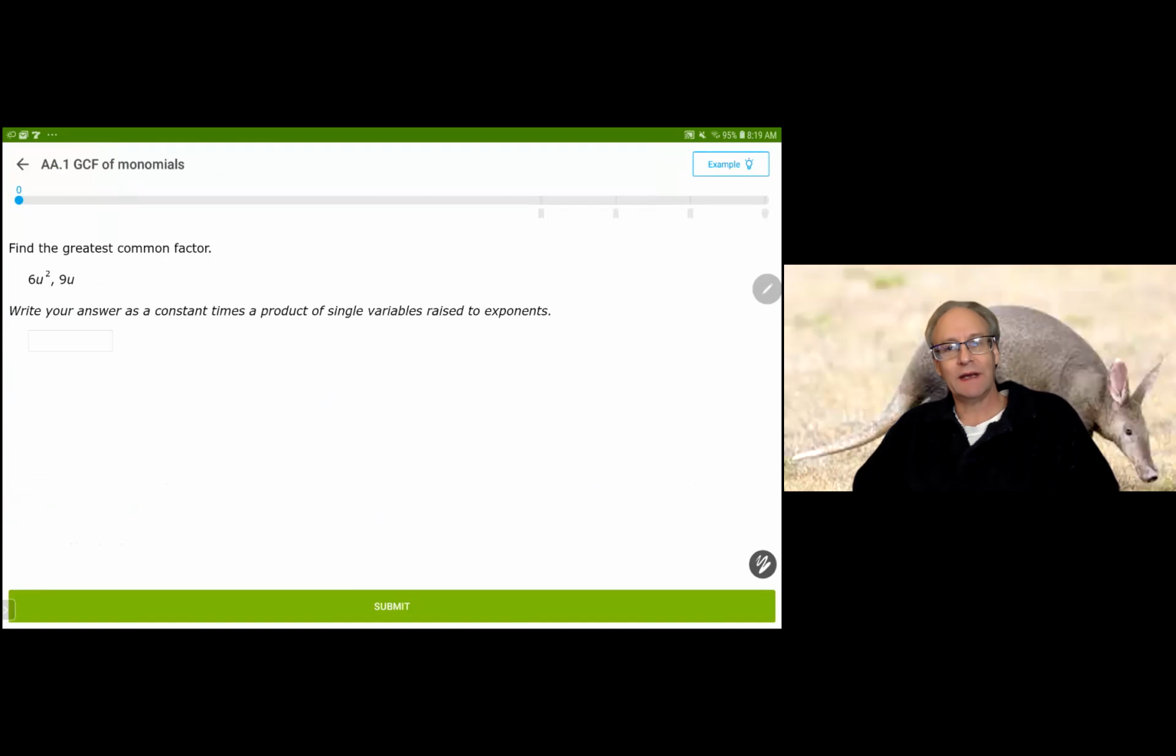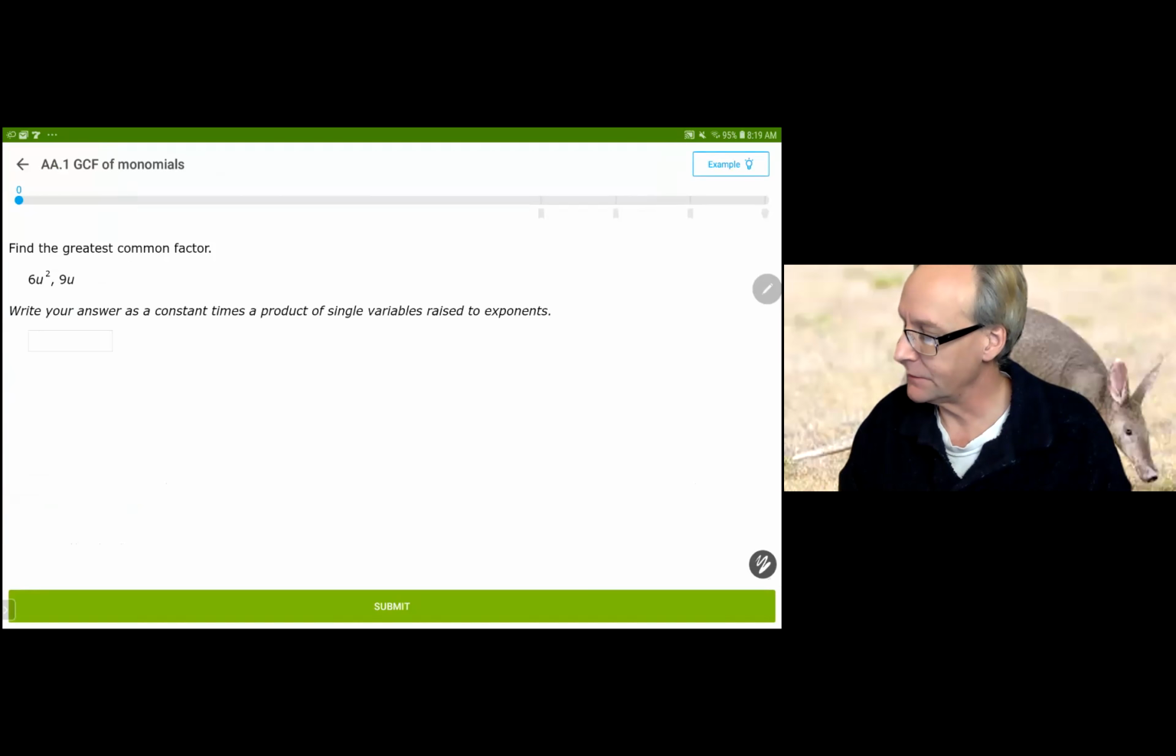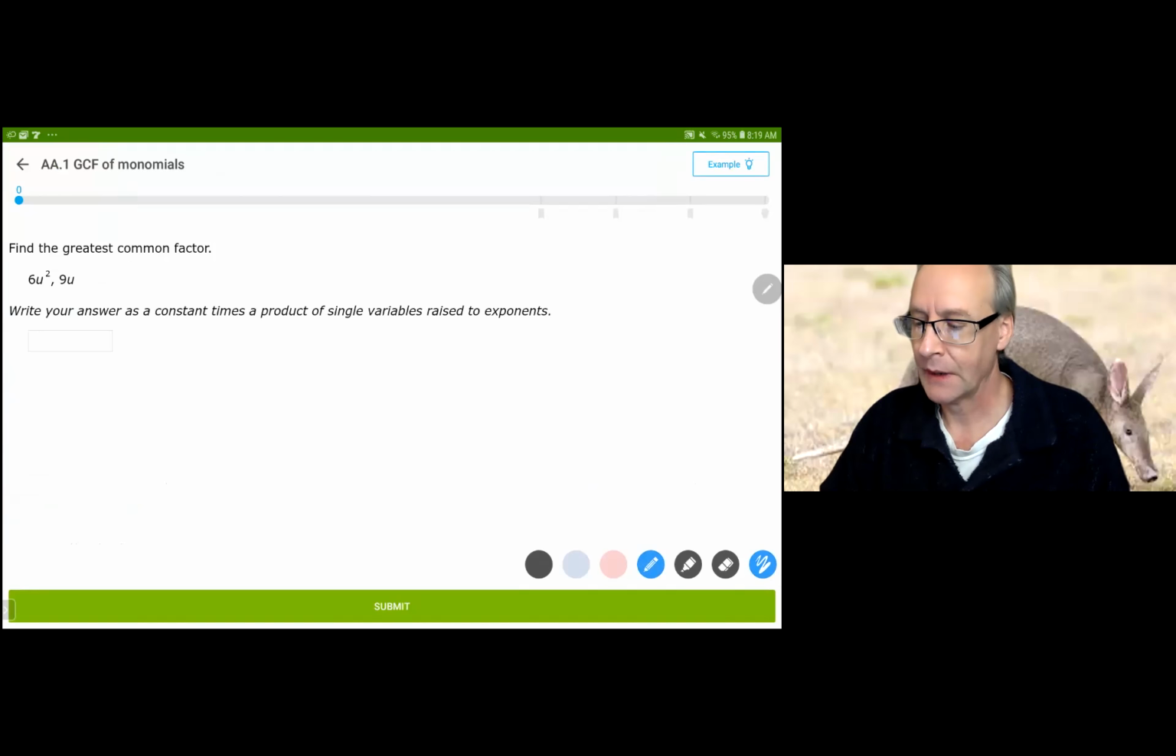That's what the GCF stands for. And in this particular case, the big word here is the common. The common is the important part to pay attention to. So what we're looking for is we could factor both of these down to primes and then just look for everything that they have in common. That's basically what we're doing. So I'm going to go ahead and factor 6u squared. That is 2 times 3 times u times u. And the 9u is going to be 3 times 3 times u.